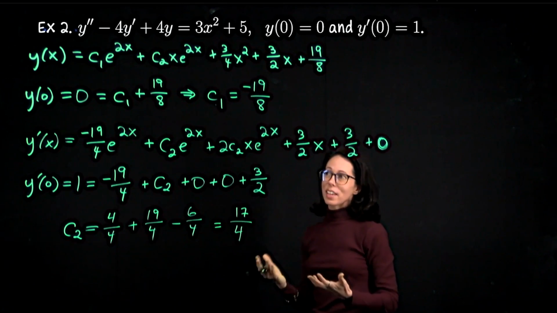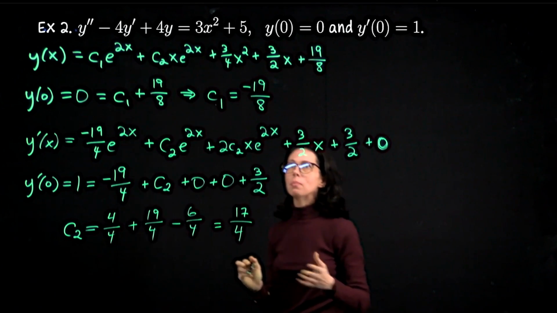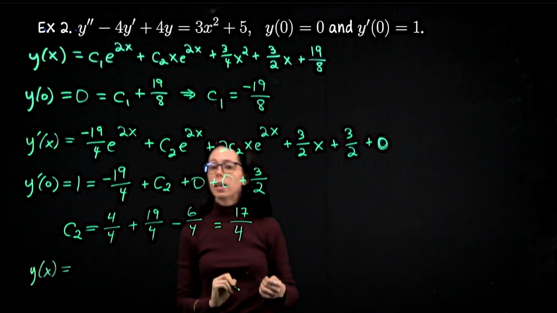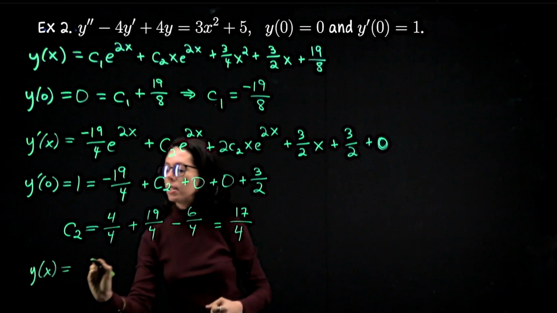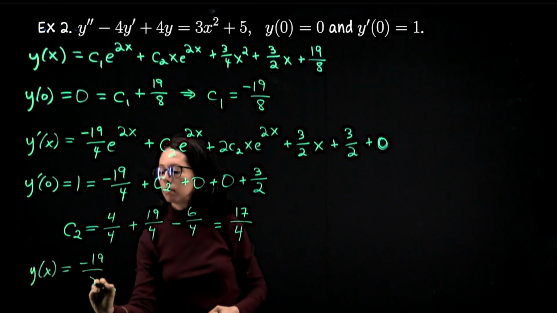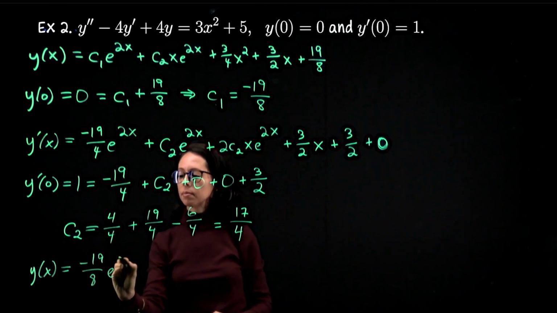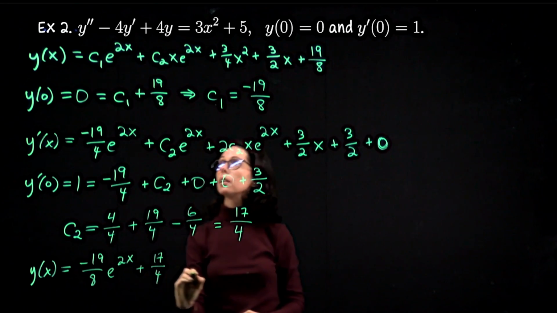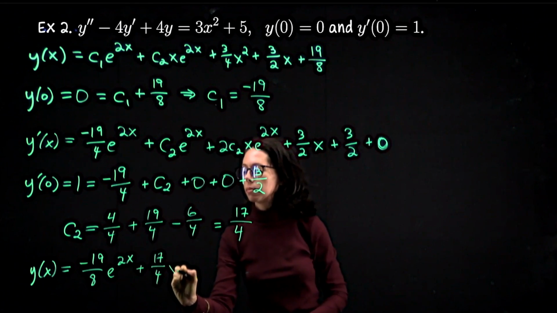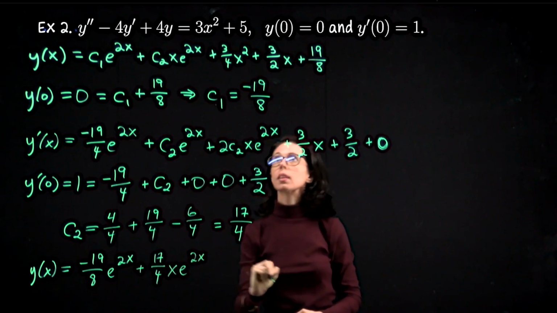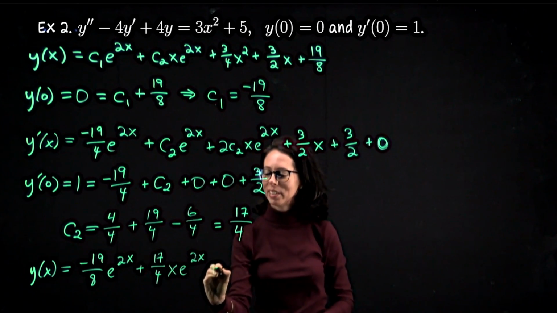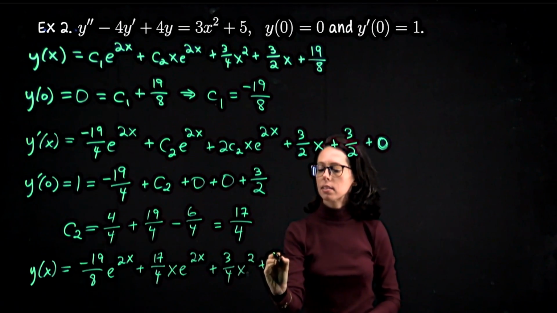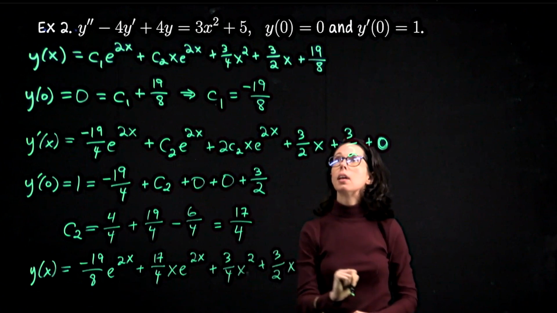And that's it. Now we've solved it. I'll write it out one more time. Quite a few terms to write out here, but the solution to our initial value problem is C1, so negative 19/8 e to the 2x plus 17/4 x e to the 2x plus 3/4 x squared plus 3/2 x plus 19/8.